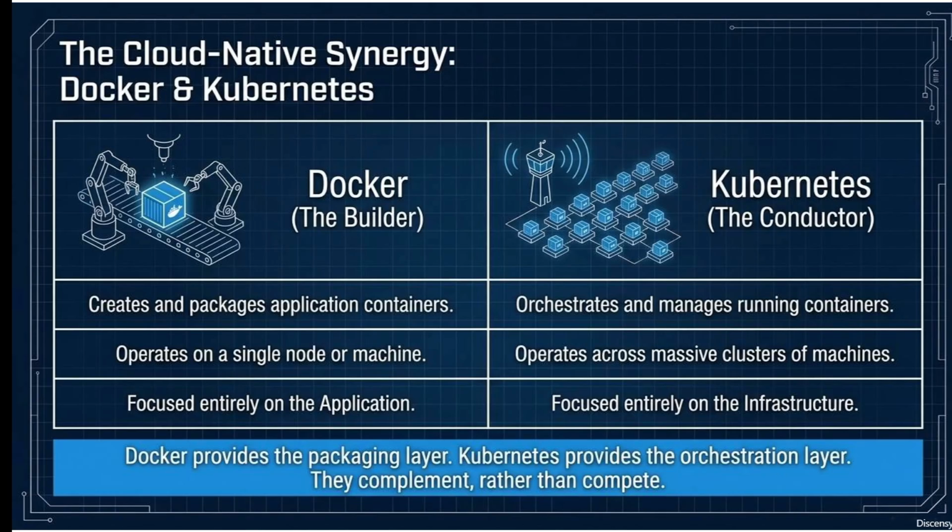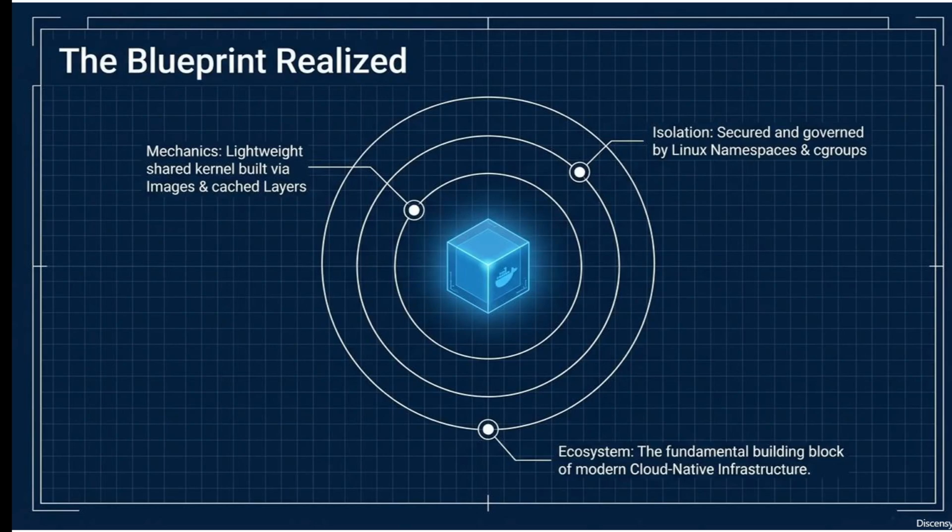Both are very important at enterprise scale, where with Docker we build these isolated containers, and Kubernetes manages and orchestrates the containers built by Docker. The blueprint realized, mechanics: lightweight, shared kernel built via images and cache layers. Isolation: secured and governed by Linux namespaces and cgroups. Ecosystem: the fundamental building block of modern cloud native infrastructure. So this is the whole overview of Docker.